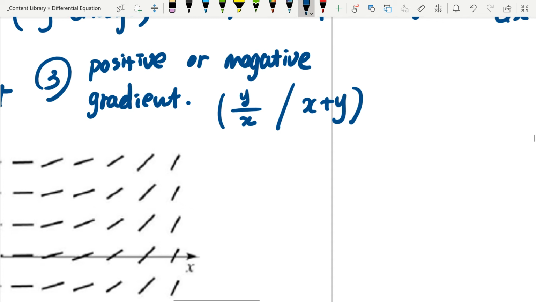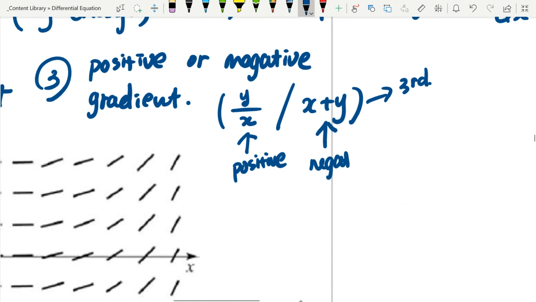Think about the third quadrant. What will happen in the third quadrant? In the third quadrant, x and y are both negative, right? They cancel, so this one will give you a positive gradient. And how about this one? Still negative. So if you look at the third quadrant, you can decide whether it's a positive gradient or negative gradient, and you can decide which one is the proper one.